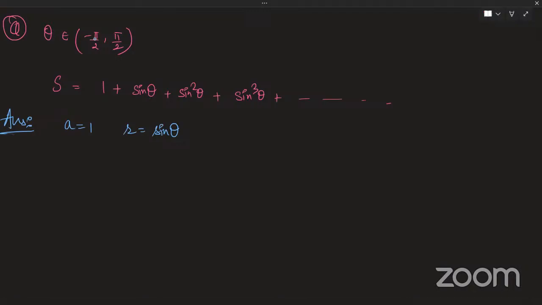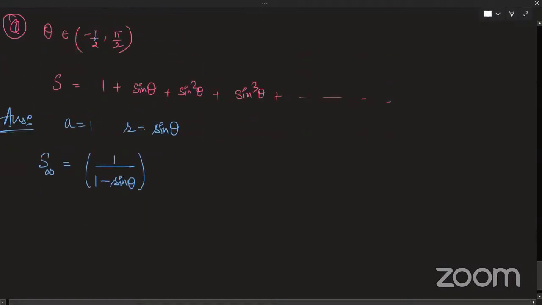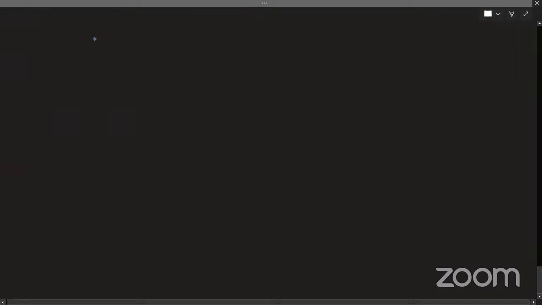So now what is my value of the sum till infinite terms? Yes, it is the sum till infinite terms. It is 1 by 1 minus sine theta, because it is A by 1 minus R, right? Okay, great.